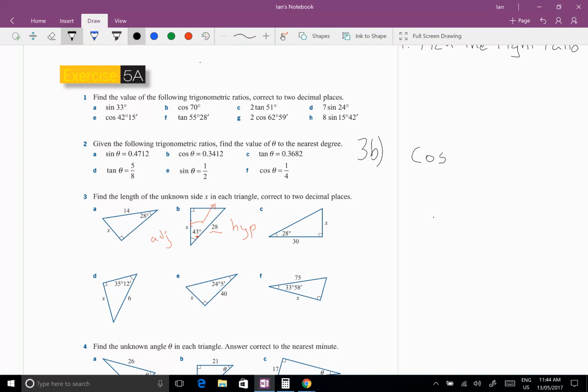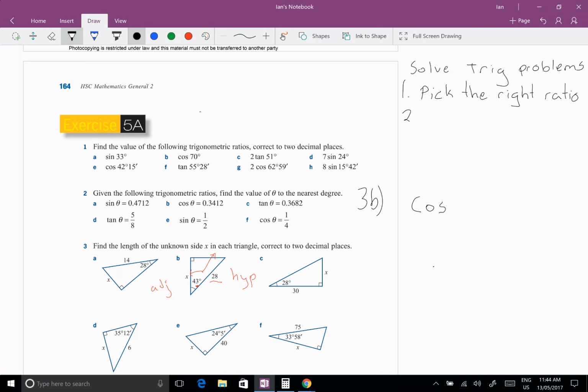Cosine is the ratio I want to use. Now the second step, write an equation, because that is what you are writing. You go cos of the angle, well, it's 43, equals adjacent, well, that's x, over 28. And the third step, which is very easy, solve the equation.